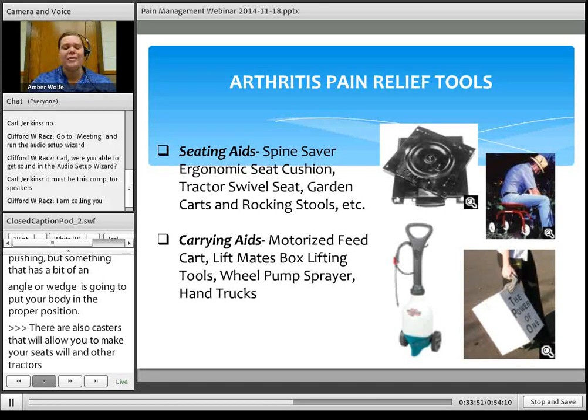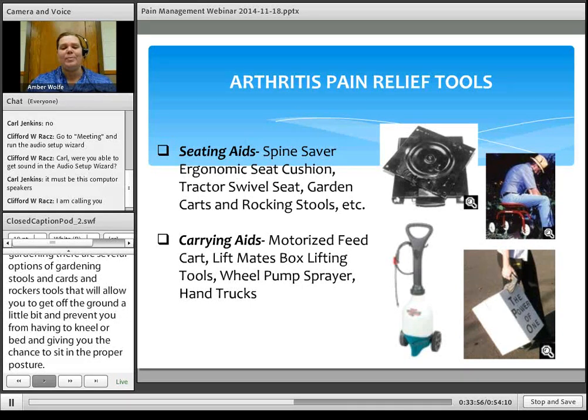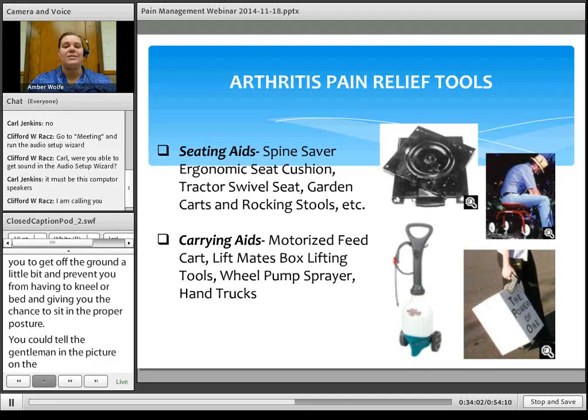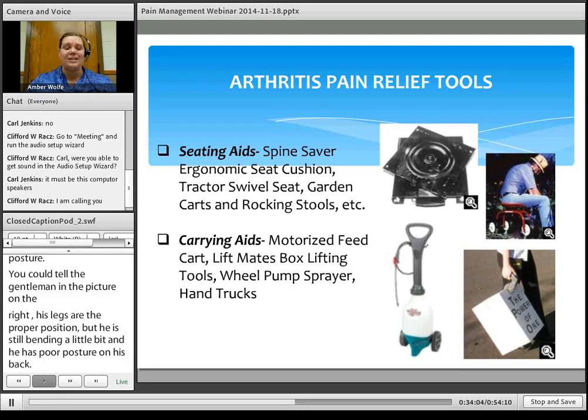Now you can tell the gentleman in the picture on the right is using that cart and his legs are in the proper position, but he's still bending a little bit and he's got some poor posture on his back. However, by having that seat under him, it gives him the option of straightening and resting and stretching his back before he moves on to the next task.